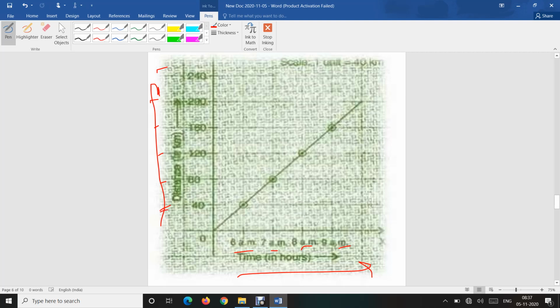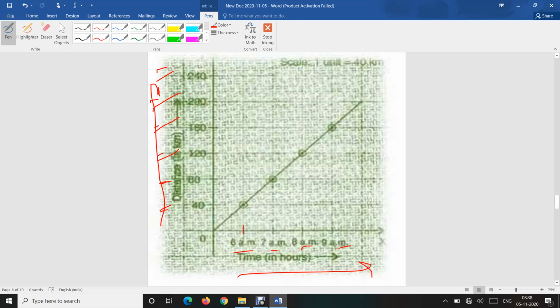So after 40 you have 80. After 80, plus 40 is 120. So after it 120. Now 120 plus 40 is 160. So after that you will take 160. Now 160 plus 40 is 200. So after that you have to take 200, and 200 plus 40 is 240. So after 200 you will take 240.